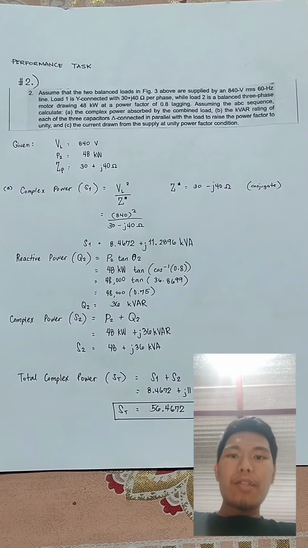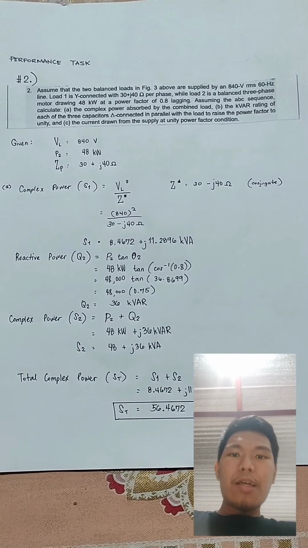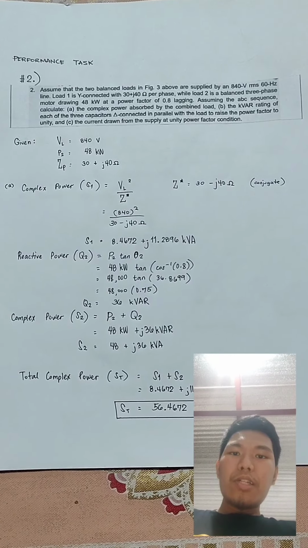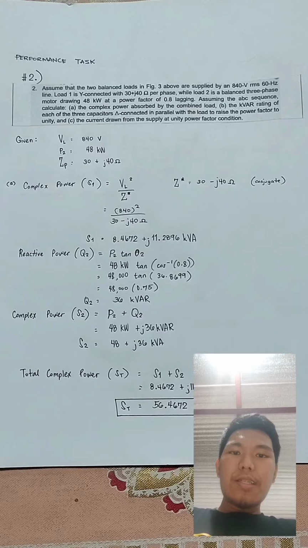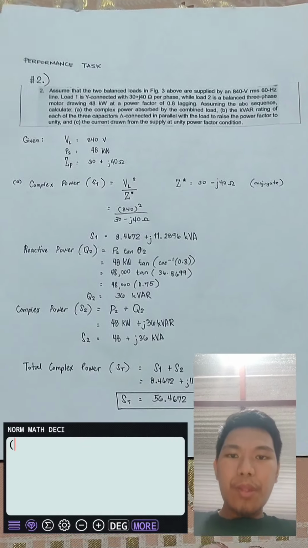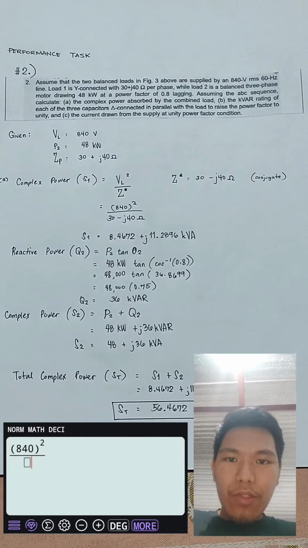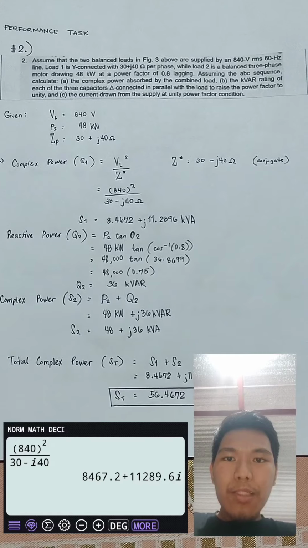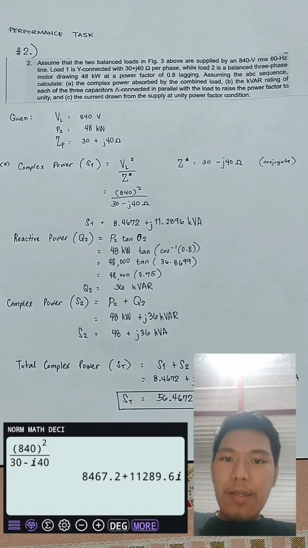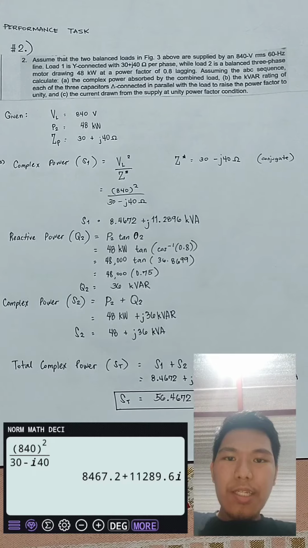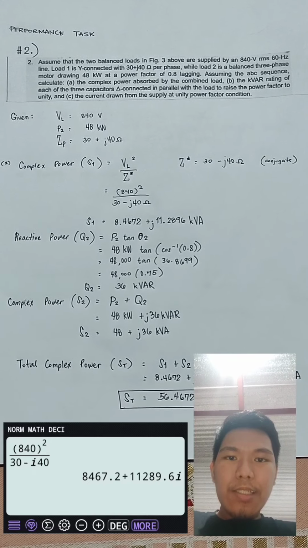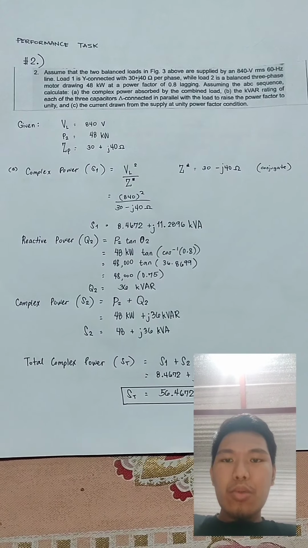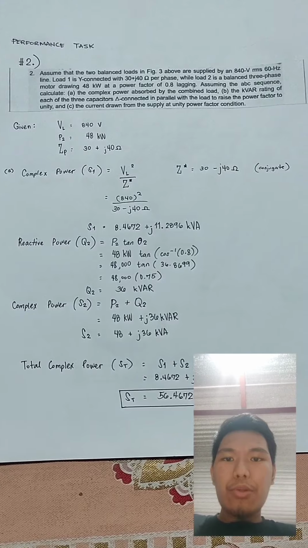The complex power S1, we have the formula VL squared over conjugate of impedance Z is equal to 840 squared over 30 minus J40 ohms. Now our complex power S1 is equal to 8.4672 plus J11.2896 kilovolt ampere.